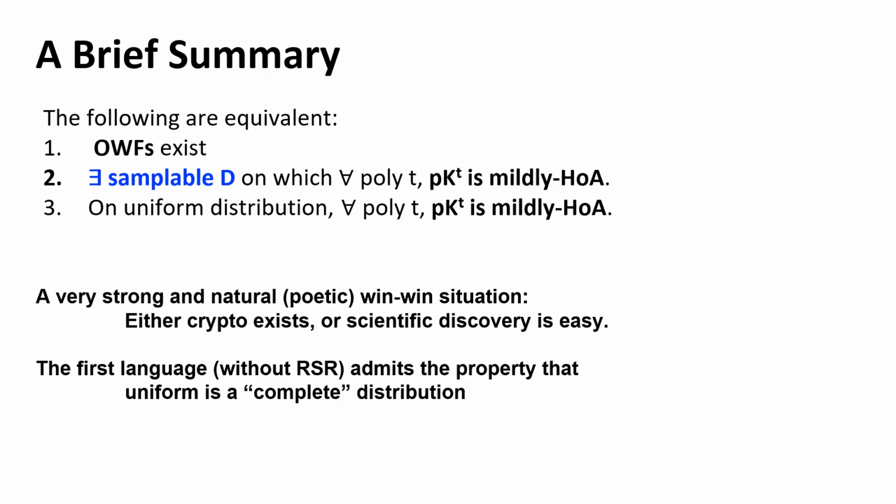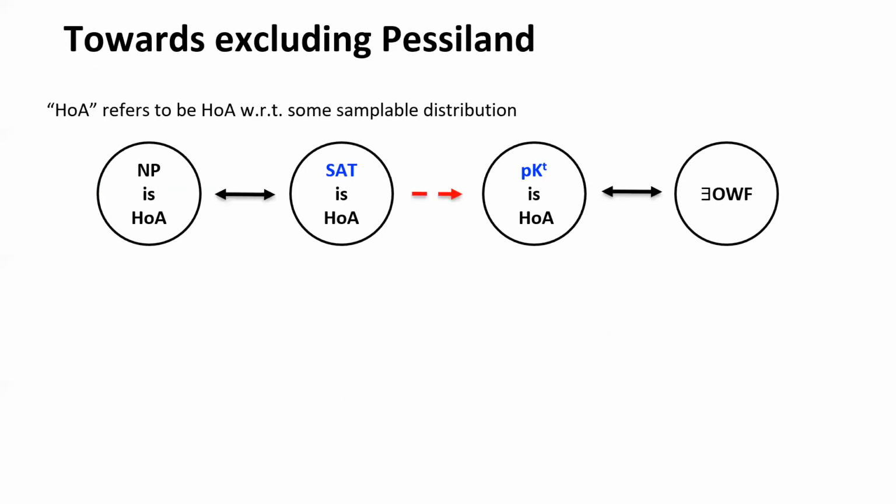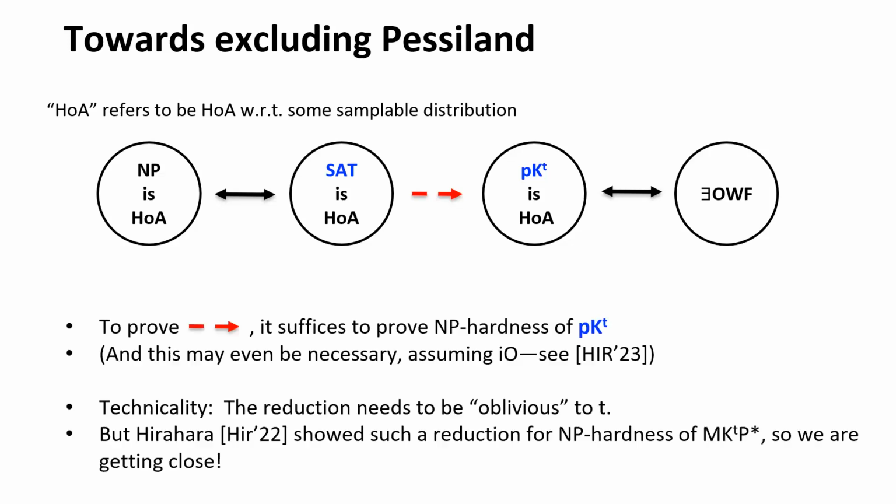Okay, you might say, I don't believe in Occam's razor, we are doing science, this is not rigorous. Here is something for you if you don't believe in Occam's razor. Our work actually provides an approach towards excluding Pessiland. The goal here is to base one-way functions on NP being hard on average. And we show that this implication boils down to proving NP-completeness of this PKT problem. I won't go into detail because I don't have enough time. So I will end here, and thank you for listening.